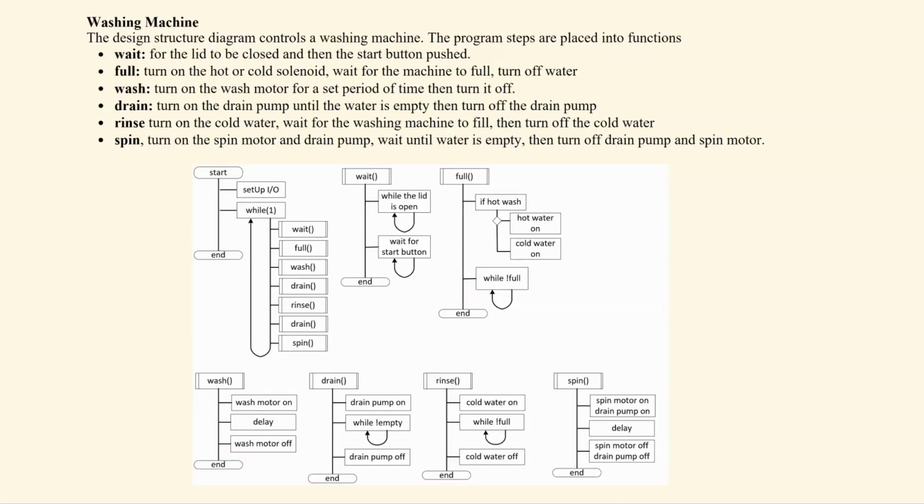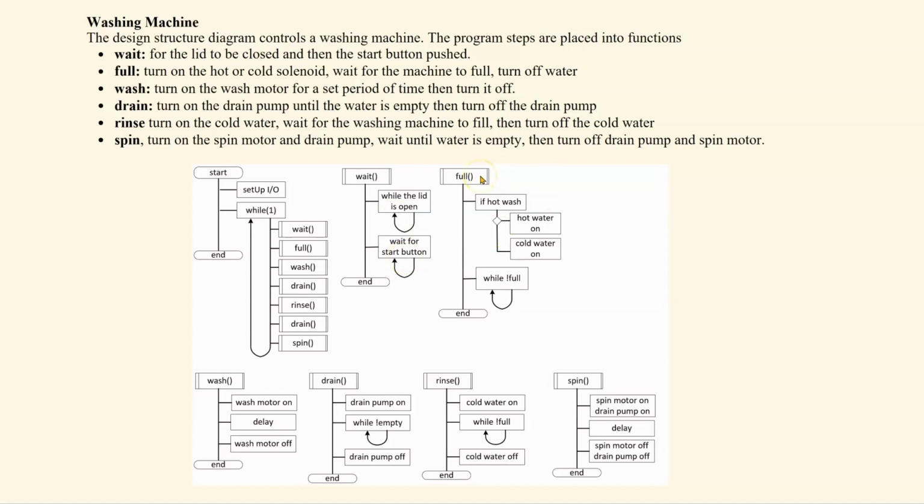A second example of the DSD is the washing machine. The pseudocode is written here, and the state diagram is shown here. In the while one loop, we sequentially go through a list of functions. The first one is wait. We wait for the lid to be closed, and then we wait for the start button to be pressed.